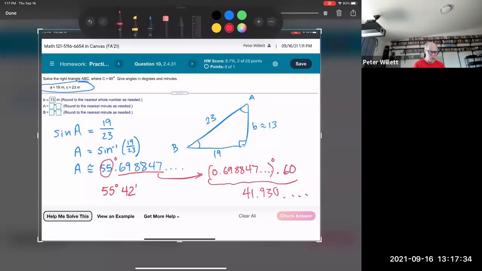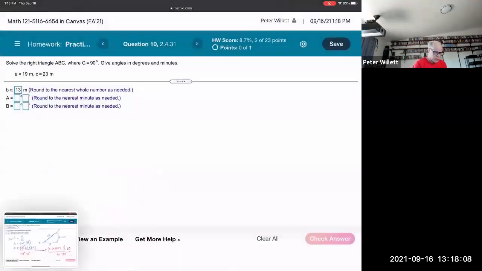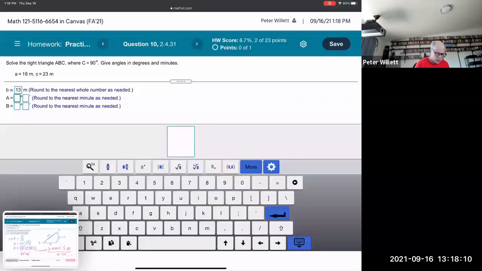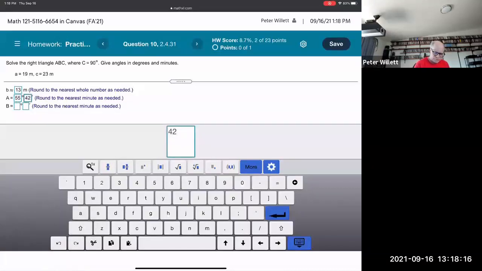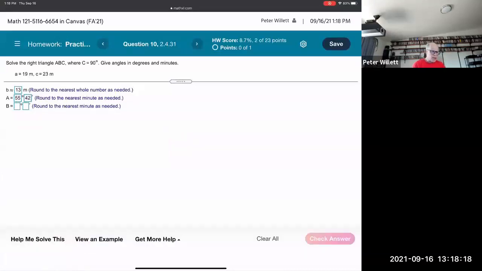Now, of course, you could just click on view an example and they'll do a similar problem and go step by step to show you what these steps were. But nonetheless, here's how I'm trying to demonstrate that. Are there any questions about how I got angle A to the nearest degree and minute? All right, so let's put that in, 55 and 42. So I'm going to go here and 55 and go there and 42. All right, so that's A.